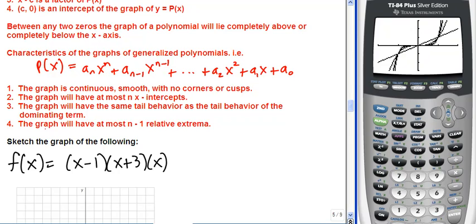And then finally, if you have a degree n polynomial, then it will have at most n minus 1 relative extrema. What does that mean? It means that you're going to have at most n minus 1 maxes or mins, maximums or minimums. That's what the word extrema means, in between your n zeros that you have. So consider a real simple example here. Think about the graph of x squared.